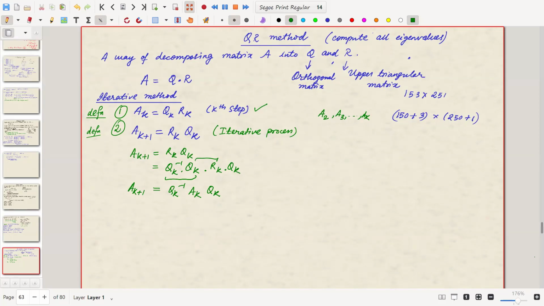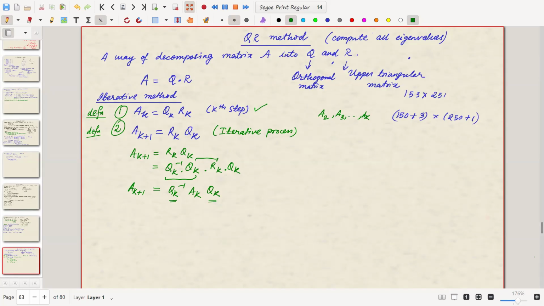Now, one very nice thing is upper triangular matrices are invertible. Upper triangular matrices are invertible. You can check it. And you can see that this is an invertible matrix. This is like P inverse A P.